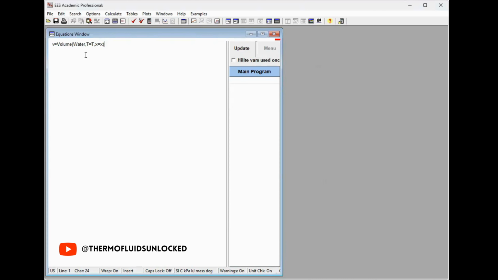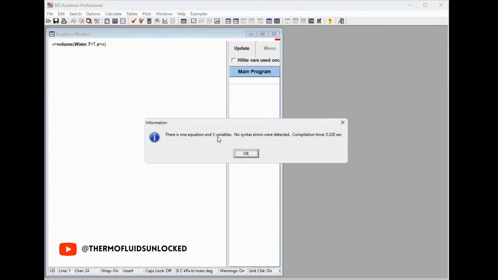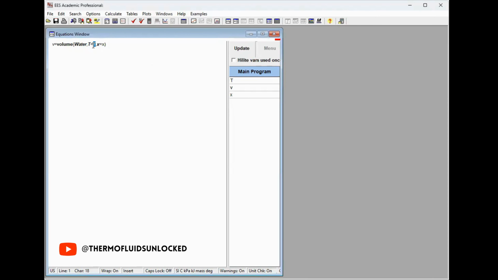So now we have this function here. If we go and click on this check equation, it will check the number of equations and number of variables. And since now the number of equations is less than the number of variables, this problem cannot be handled by EES, because we need to provide two more equations, and those two more equations are basically the value of T and the value of X.